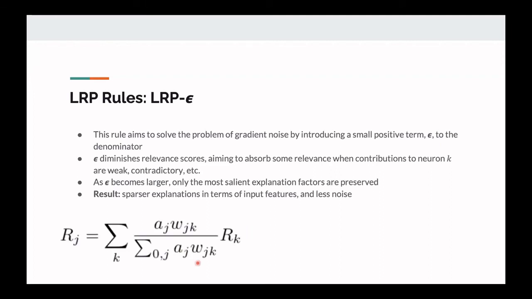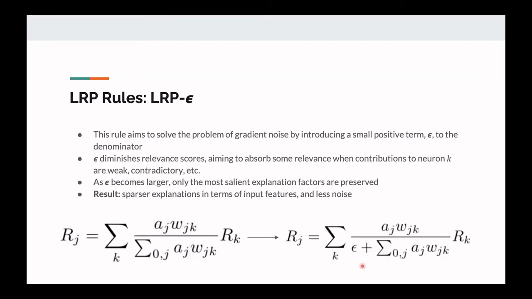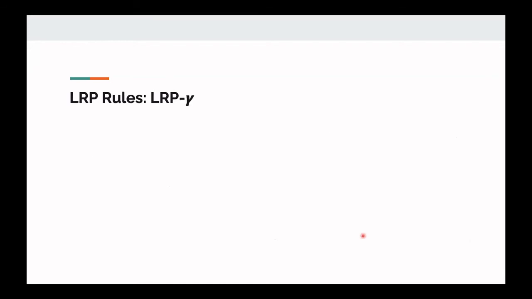So here on the left, we have the basic equation we just looked at, where we have the activations times the weights. And the only new thing here is the introduction of this epsilon term. And like we said, the point of this is to reduce the noise level.